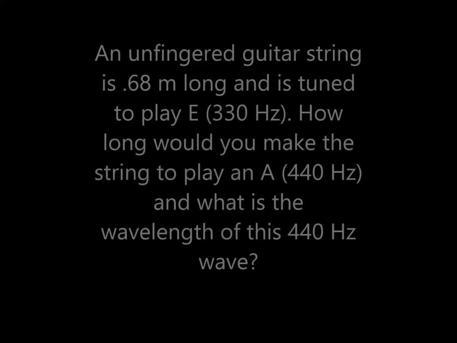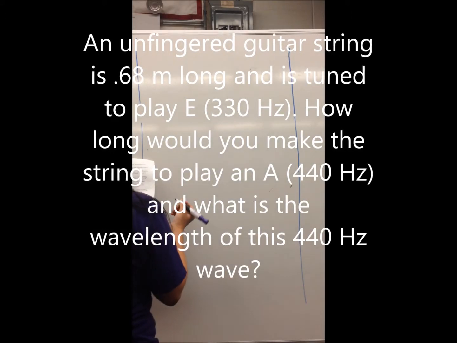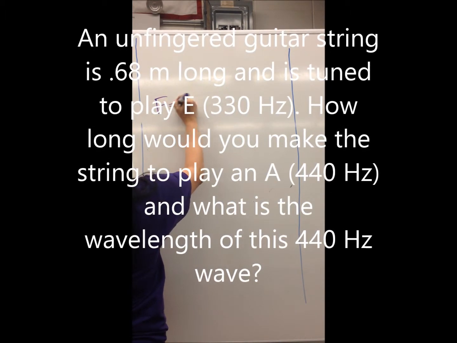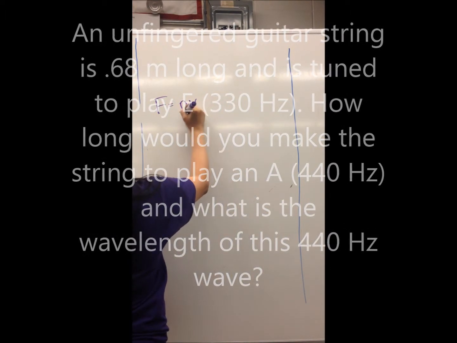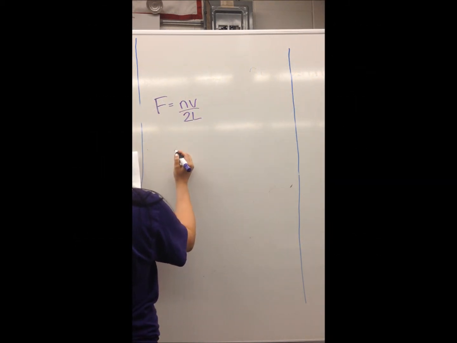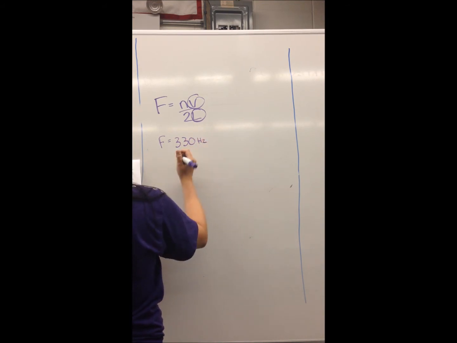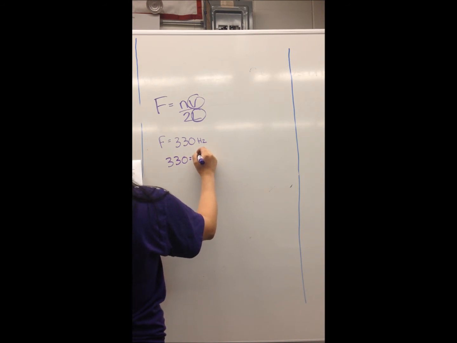In this problem, we're looking for the length of the string and the wavelength on this string. To find the length, we're going to use the equation frequency equals n, number of harmonic, times velocity, divided by 2 times the length of the string. But since we're missing 2 variables in this problem, we have the frequency and the harmonic, but don't have length and speed. We can use the frequency of the original note at 330 Hz to solve for the speed on the string. This speed will not change when you change the length of the string, because the speed on a string depends on tension. Changing the length of the string doesn't change the tension, so the velocity will stay constant.